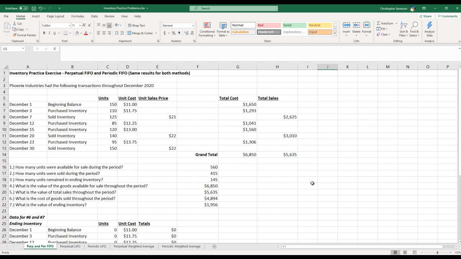So hopefully this has helped to clarify how you calculate inventory for perpetual FIFO and periodic FIFO. We're going to see additional videos covering each of the other methods. Periodic LIFO by itself, perpetual LIFO, and then we get a little bit more tricky with weighted average, a little more calculation involved, and it's going to be different for perpetual versus periodic. Periodic weighted average, by the way, is extremely easy. It's the easiest of all the methods, but we'll see the difference between all of them.